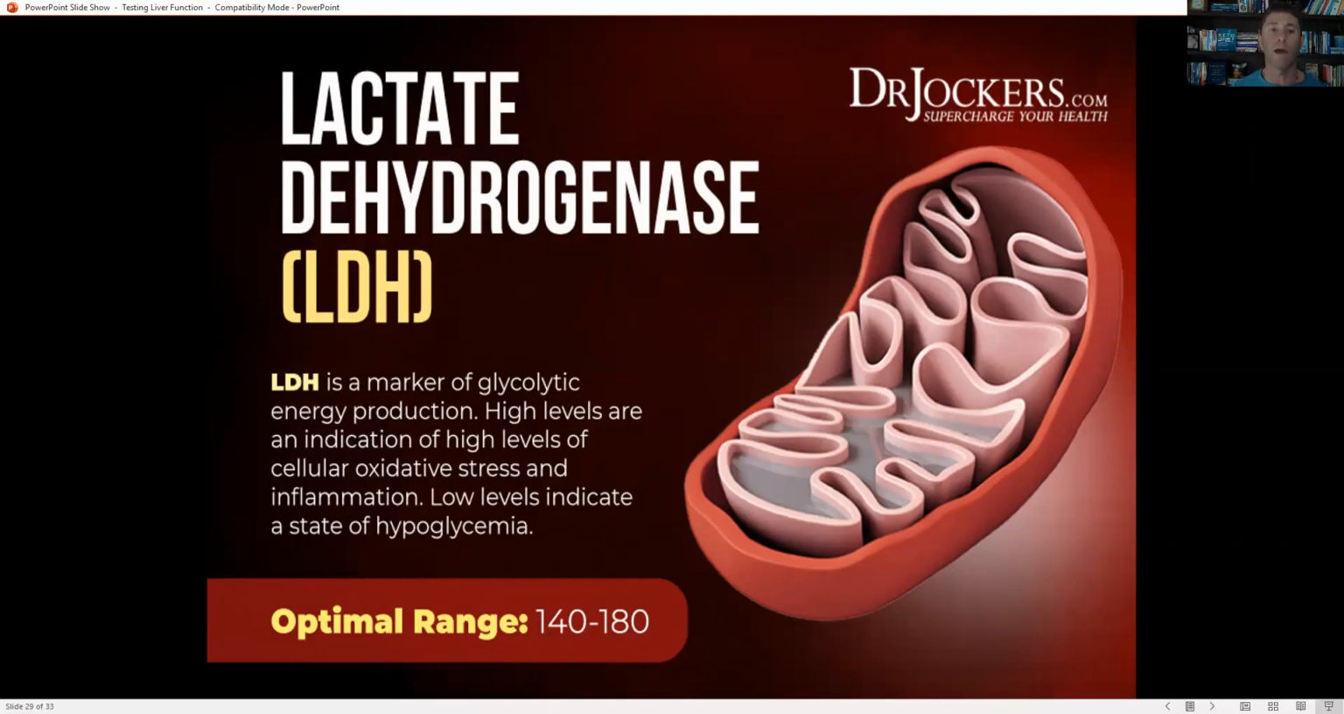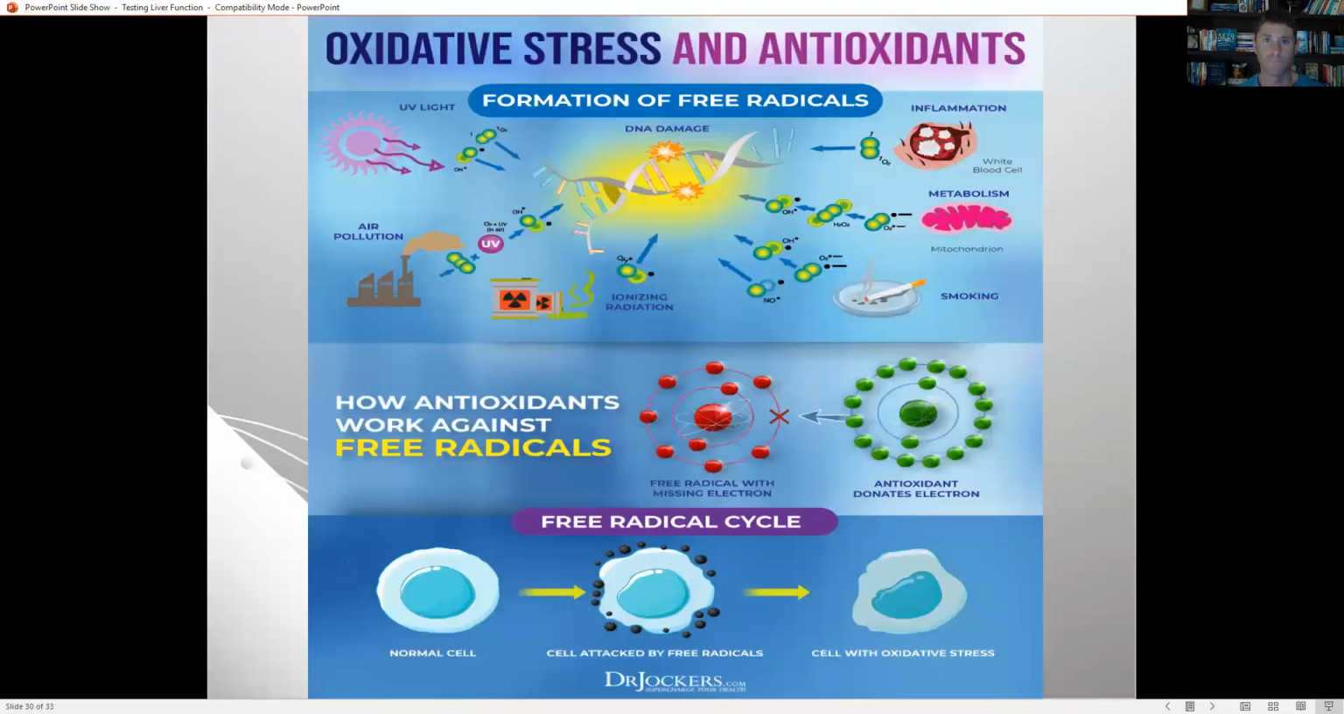Now, low levels of LDH are a marker of hypoglycemia, where the body's not good at converting energy from sugar. And so for these people, sometimes they can struggle with fasting, for example, if their LDH is under 140. We need to get them more metabolically stronger so we can start to lean into fasting and allow their body to tolerate it well.